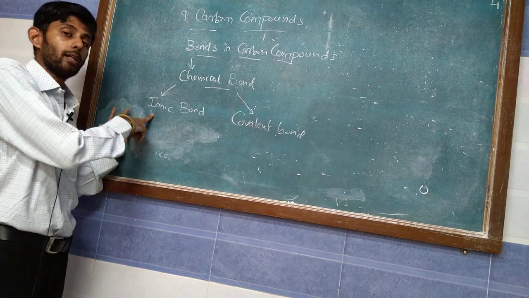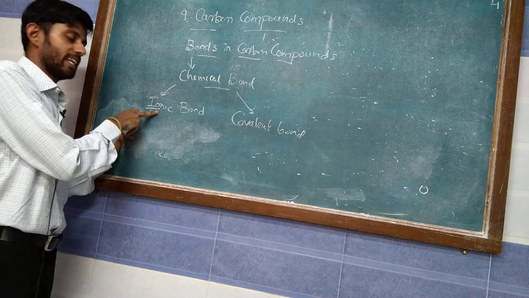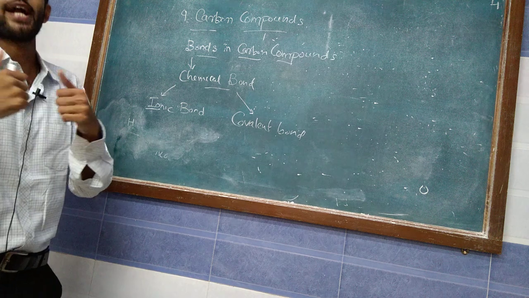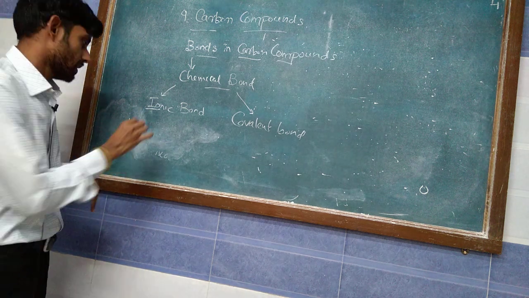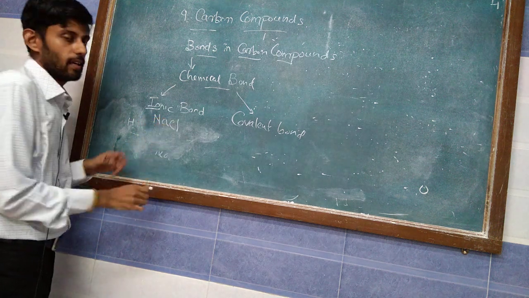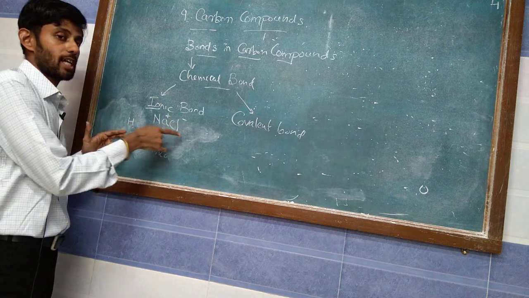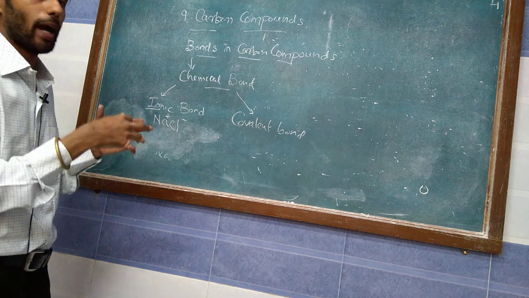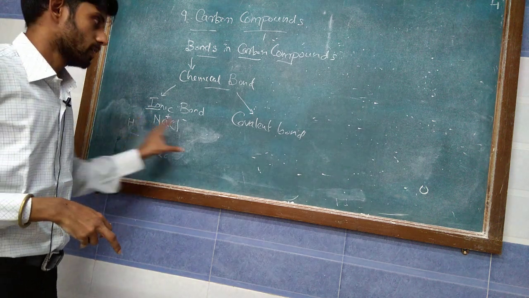When I say ionic bond, this word makes it clear, that is ions. An ionic bond involves ions which are formed by electrostatic force of attraction between two ions. The example is NaCl, Na plus, Cl minus, positive charge and negative charge. There exists a force of attraction between these two ions, hence NaCl is an example of an ionic bond.